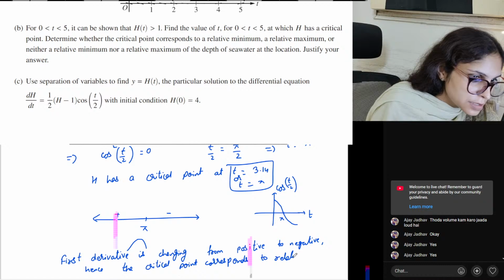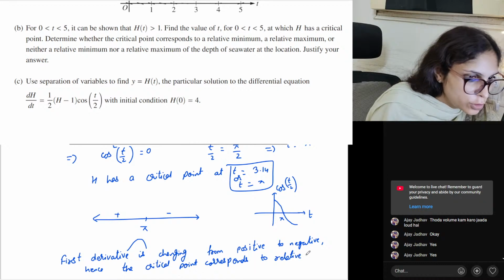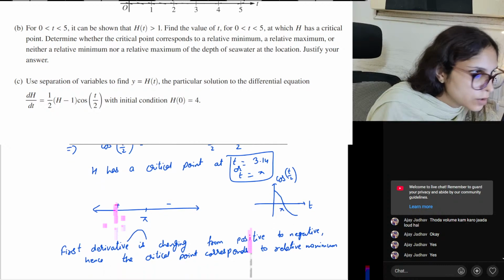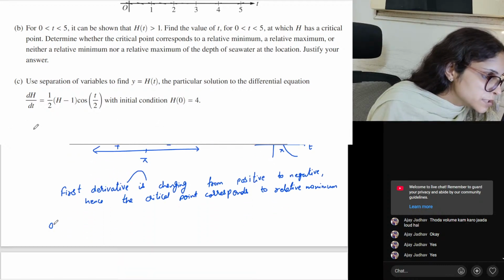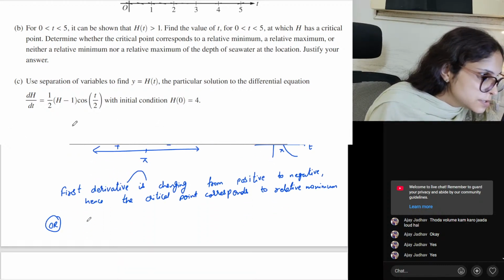No calculator is allowed, so all the calculations you'll have to do, or all the graphs you'll have to make by yourself. Or what we can do, the second thing that can be done is second derivative test.